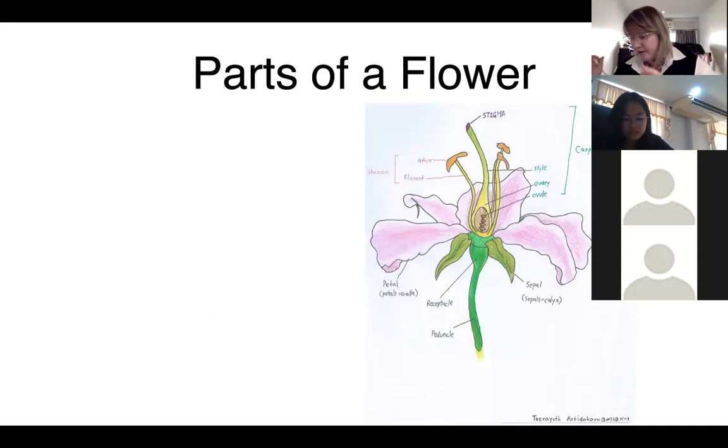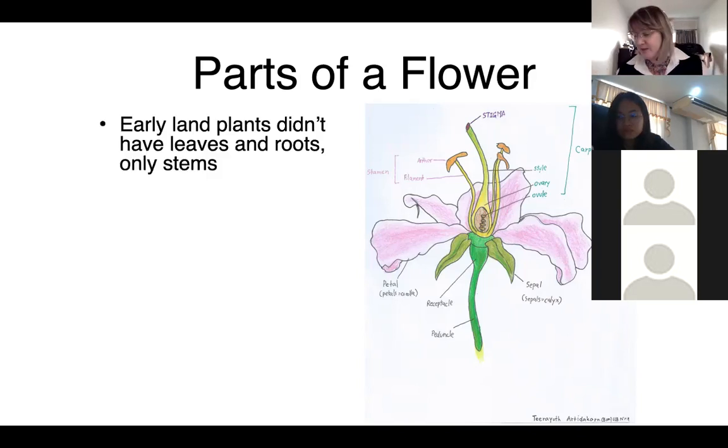So here's a diagram drawn by a student. I try to include diagrams that students draw, and it's a really good drawing.